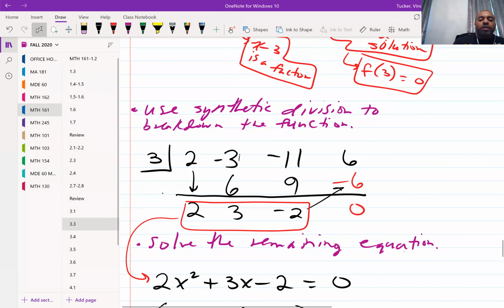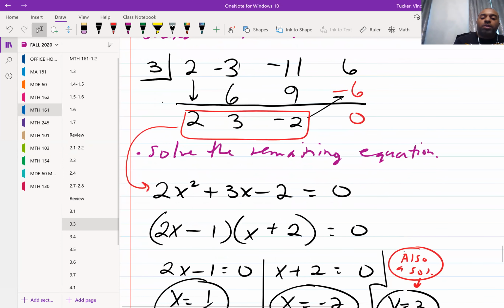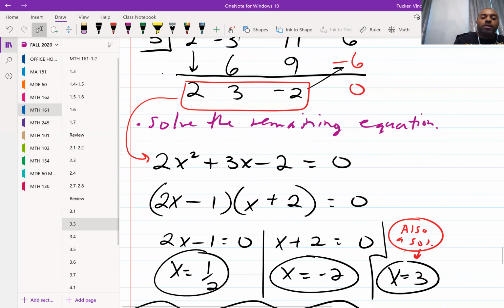All right, solve the remaining equation. Remember, you always start off with one exponent less than what you originally had. We had x cubed, so now we're at x squared. So we have 2x squared plus 3x minus 2 equal to 0. I can factor that into 2x minus 1 and x plus 2. Set each one of those equal to 0 and solve for x. That'll give us x equal to 1/2, x equal to -2.